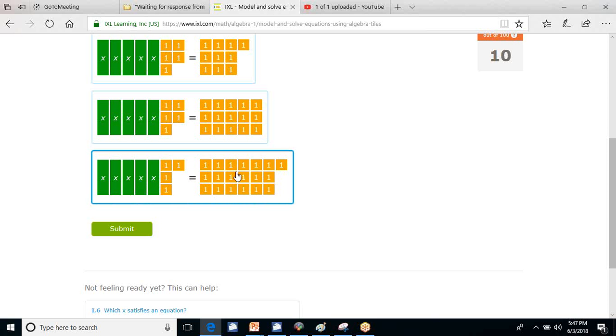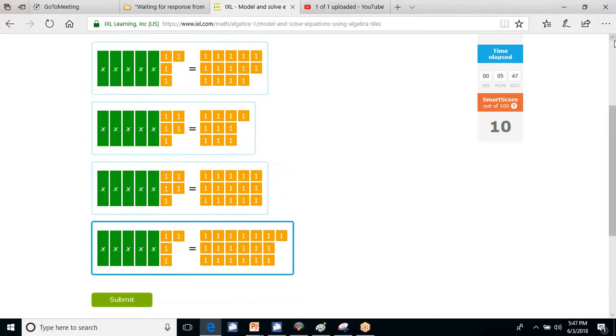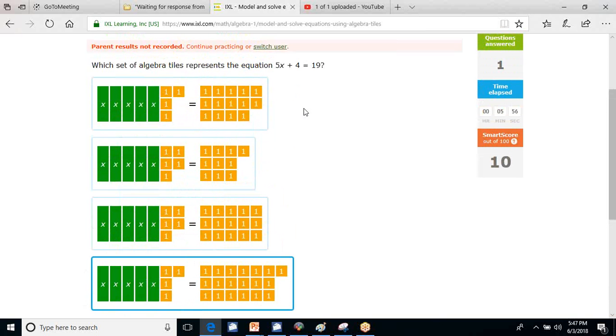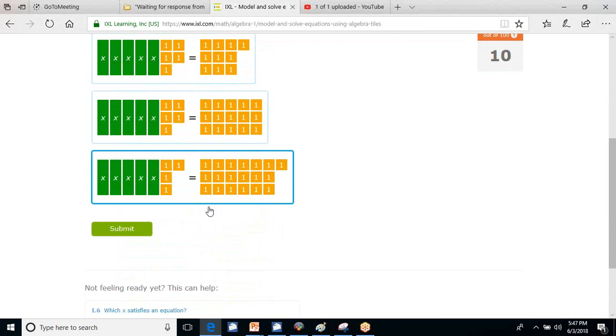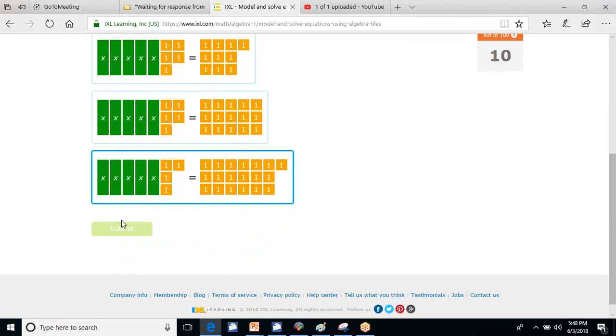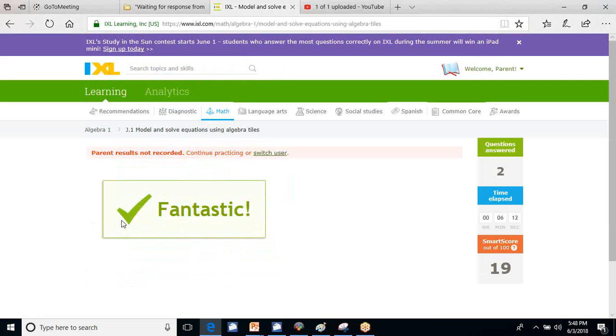Yeah, why isn't it lighting up? Okay. All right. Oh, okay. It did light up. Sorry. All right. I'm looking for it to light up. So, all right. So that one is correct.